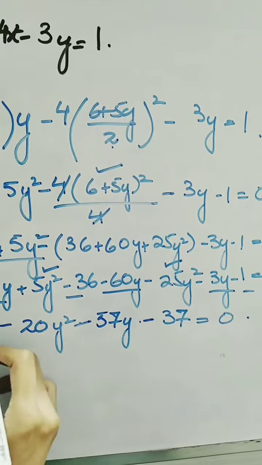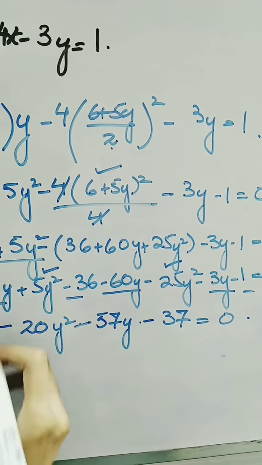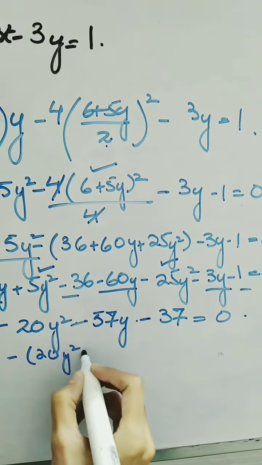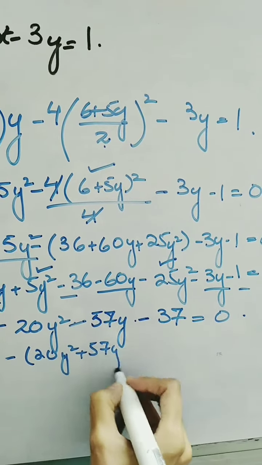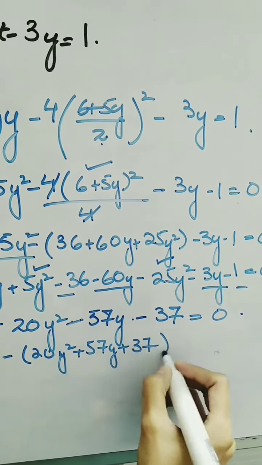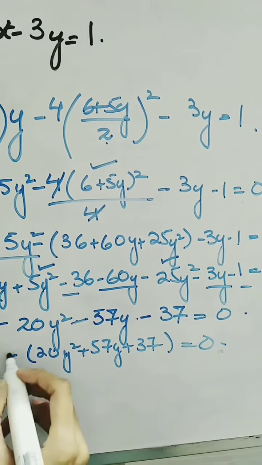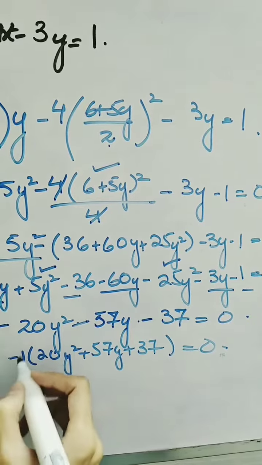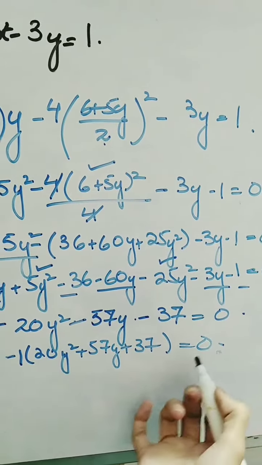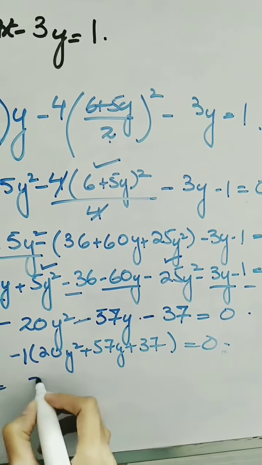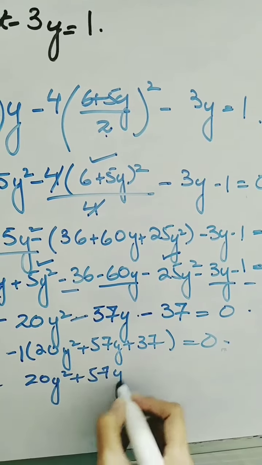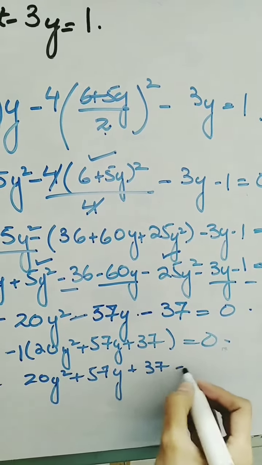Equals to 0. Taking minus 1 common, we will have 20y square plus 57y plus 37 is equals to 0, and shifting this minus 1 there, it becomes 0. So we will have 20y square plus 57y plus 37 is equals to 0.